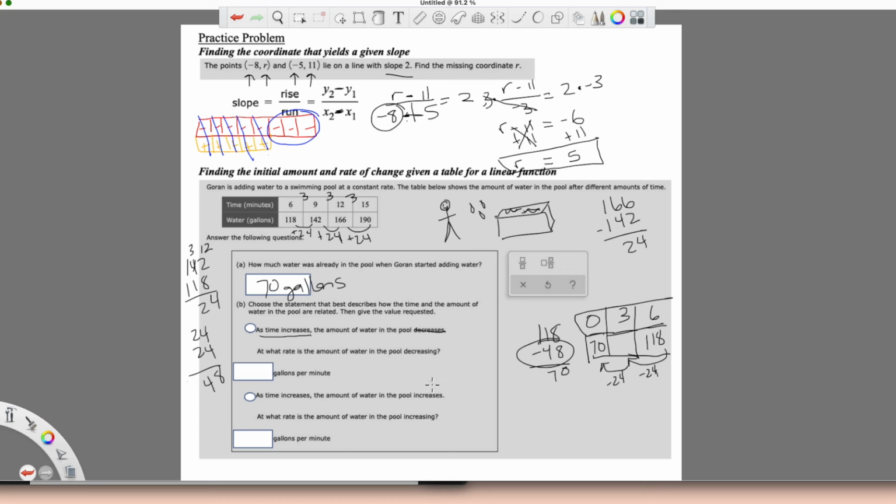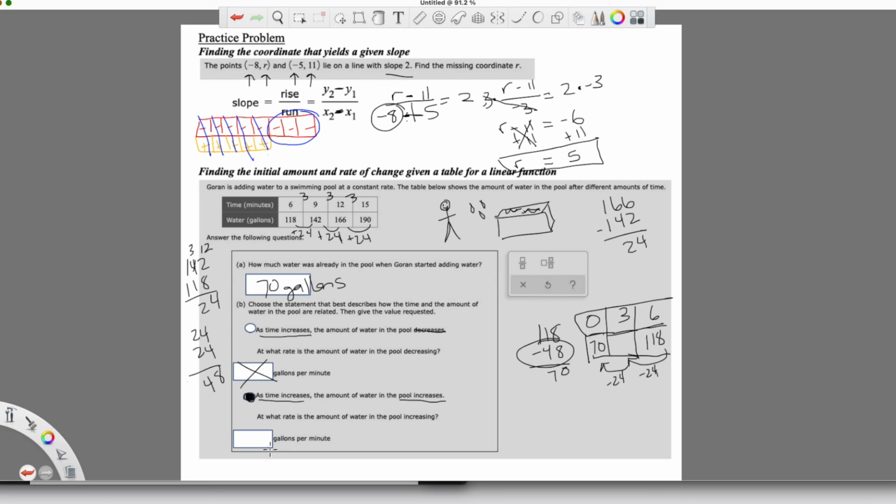So the next little bubble, and we only fill this piece in if we bubble that in. Usually the little bubble's a little smaller, but I had to make it a little bigger off to the side here so we could fit an answer. As time increases, that's true, the amount of water in the pool increases. So that is what we want. Time is going by, we're adding more and more water.